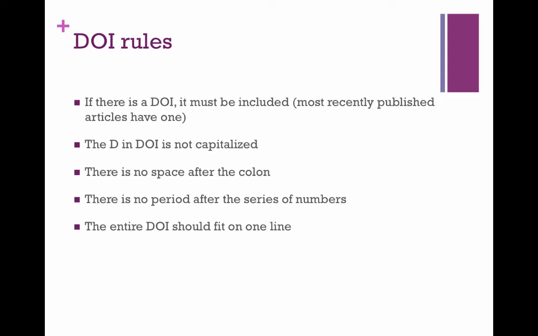The third rule is that there is no period after the series of numbers. In APA, there are a lot of periods after the authors, after the publishing, after the title, after the year was published. However, with the DOI, you do not include a period after the numbers. Finally, the entire DOI should fit in one line. There should be no split lines. It all needs to be on the exact same line.